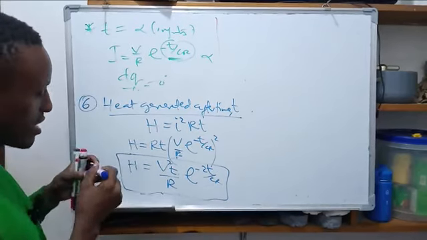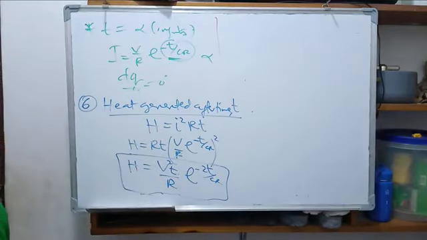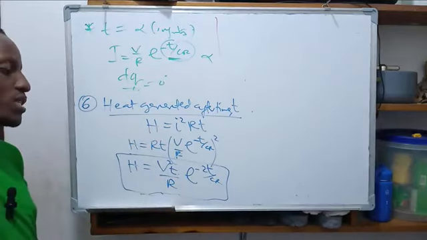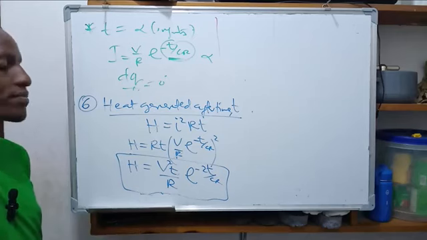Heat generated after a time is I times V times T, or I squared RT. That's what we can speak about regarding the heat generated over a time.